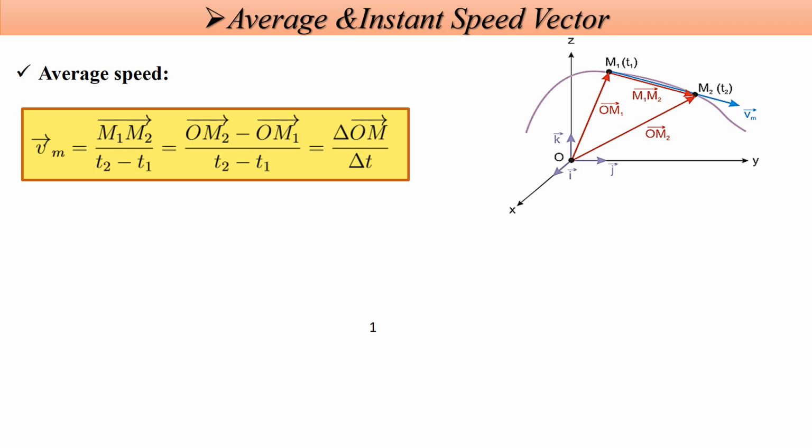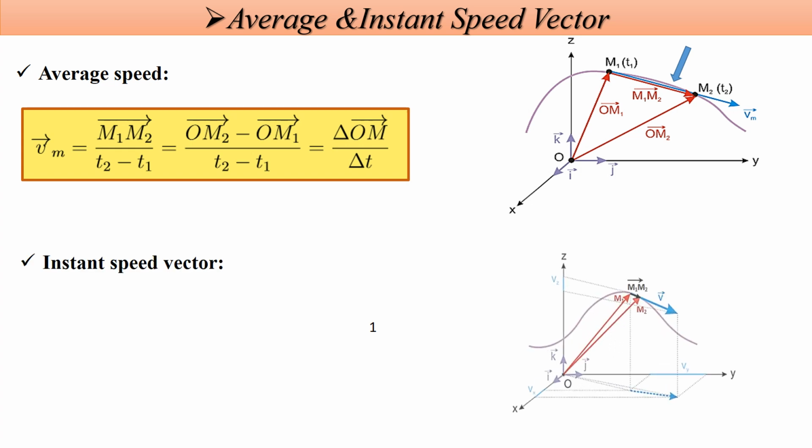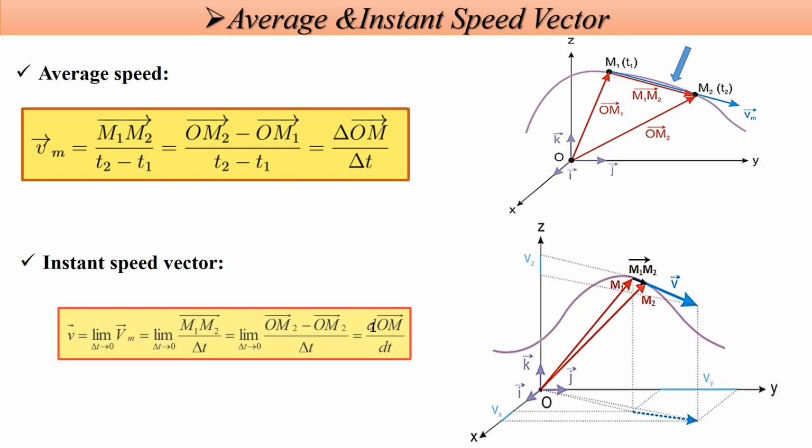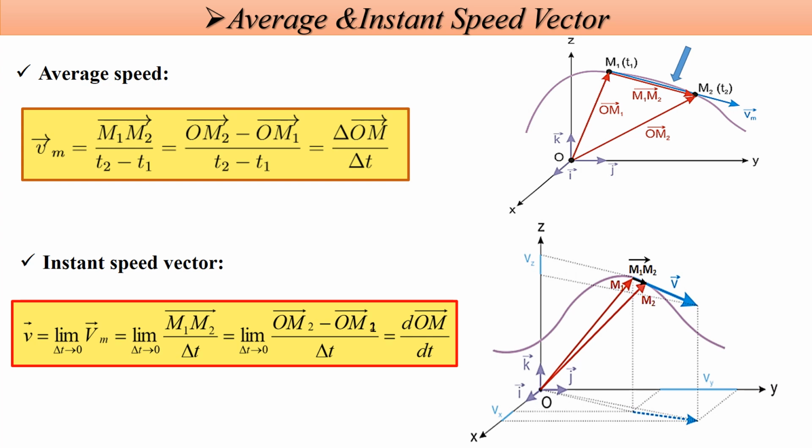Let's begin with the average speed. The average speed, Vm, gives us only a rough idea of the movement. To know the speed of a mobile at a given time, we then define the instant speed, which is obtained when the time interval delta t tends towards zero, like this formula. The instant speed vector is tangent to the trajectory. Its sense is the same as the movement.